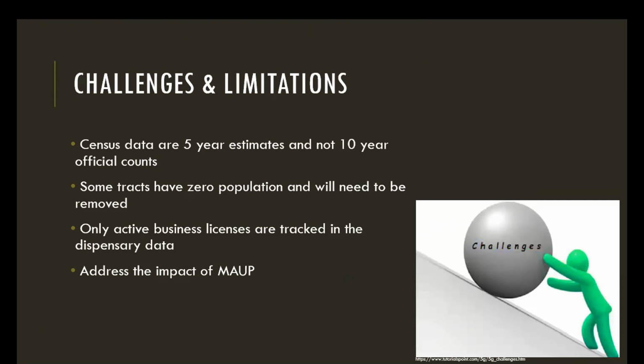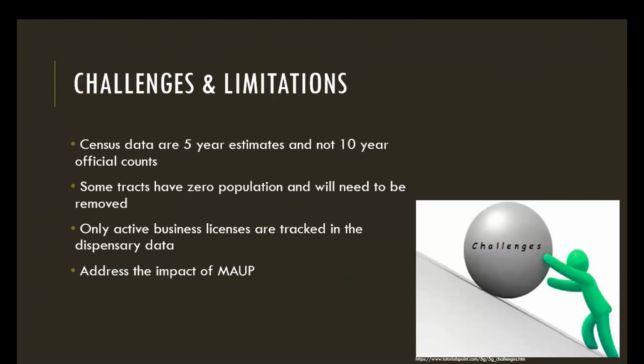So one thing to keep in mind is the census data. I'm using 5-year estimates and not 10-year official counts. Some of my tracts have zero population or very few population because it's the airport, but have a lot of dispensaries. So these kinds of outliers will have to be taken into account.